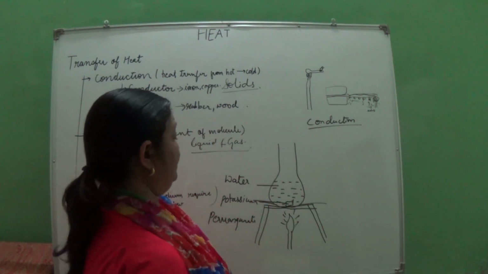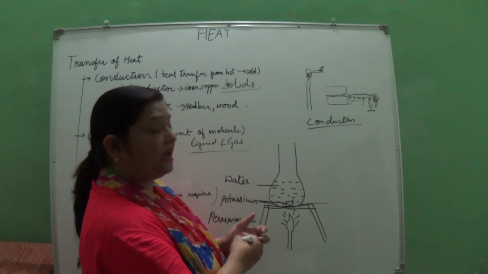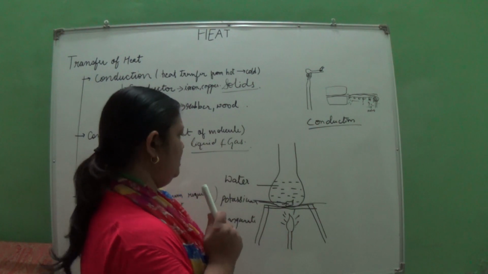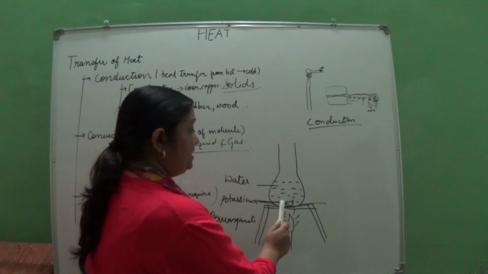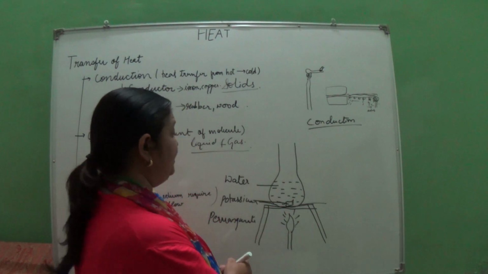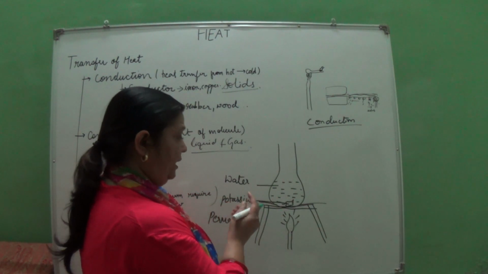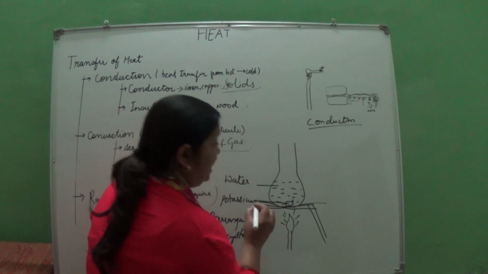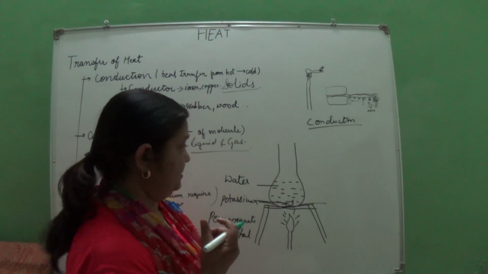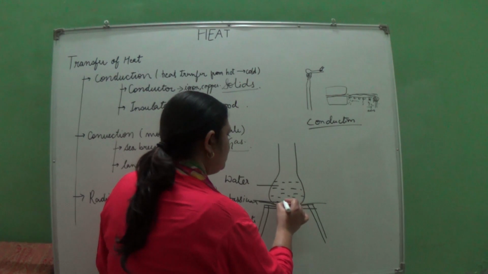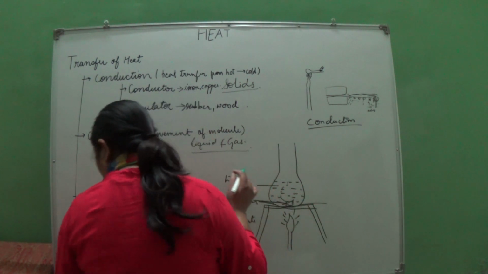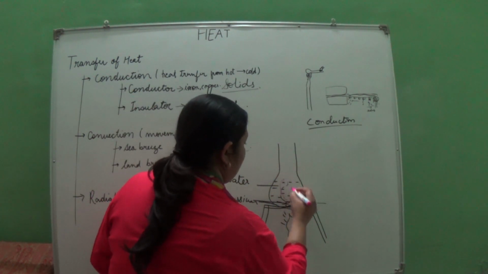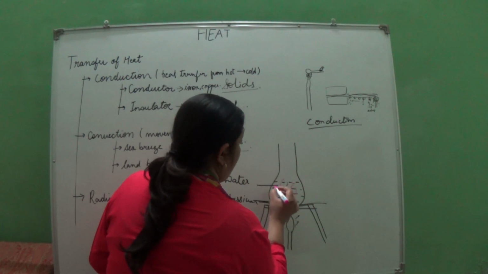Actually this potassium permanganate has a very dark purple-pink color. We can see the magenta color. As soon as heat is applied, what will happen? The potassium permanganate crystals will start breaking into smaller particles, and you will see the movement of the molecules of this water.